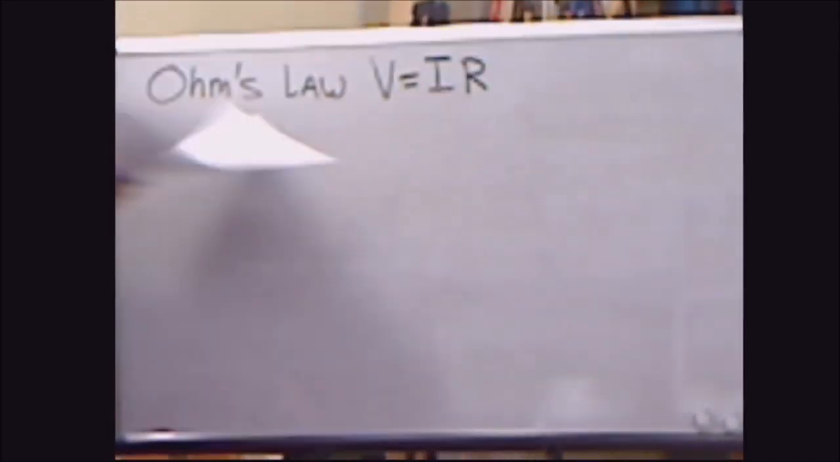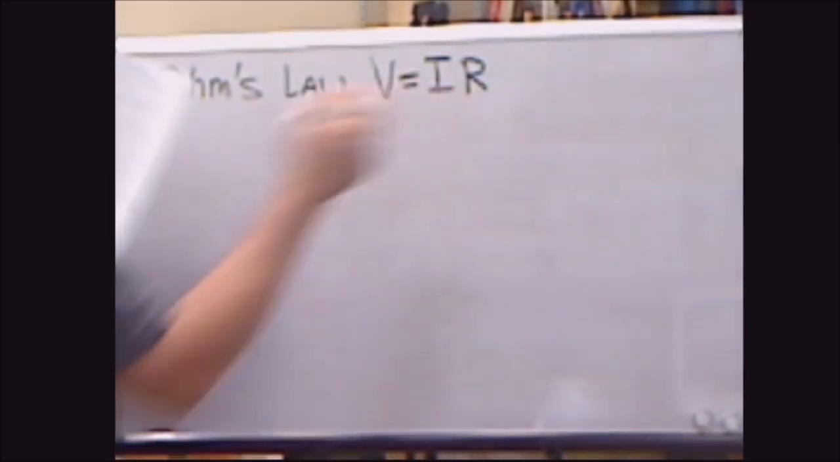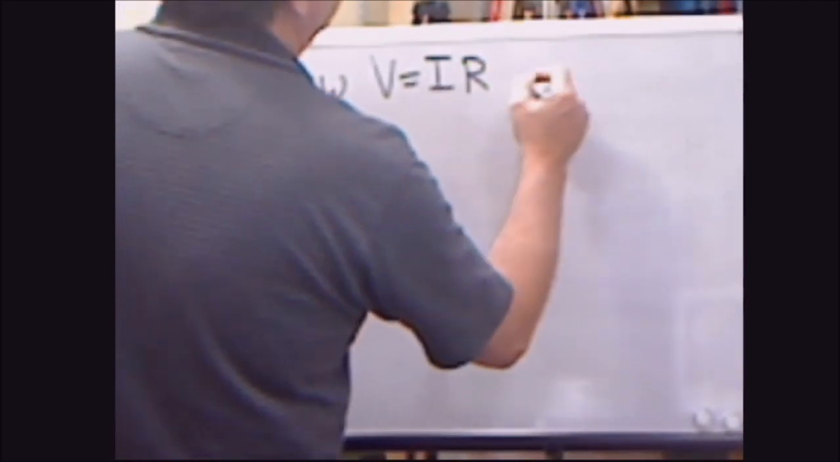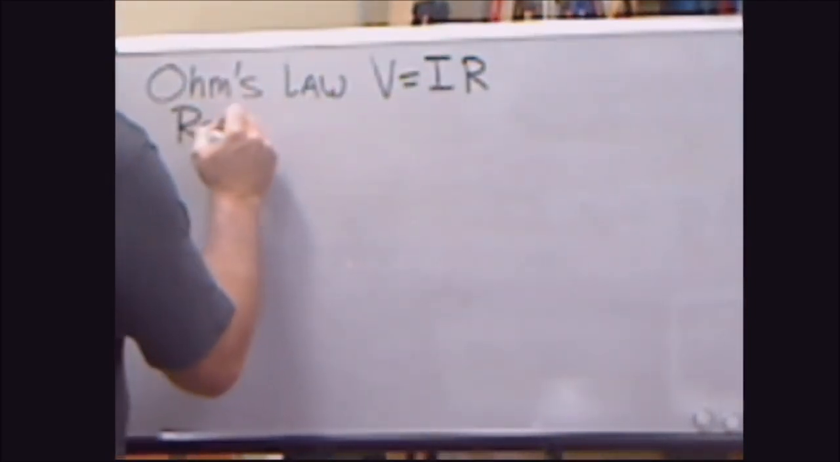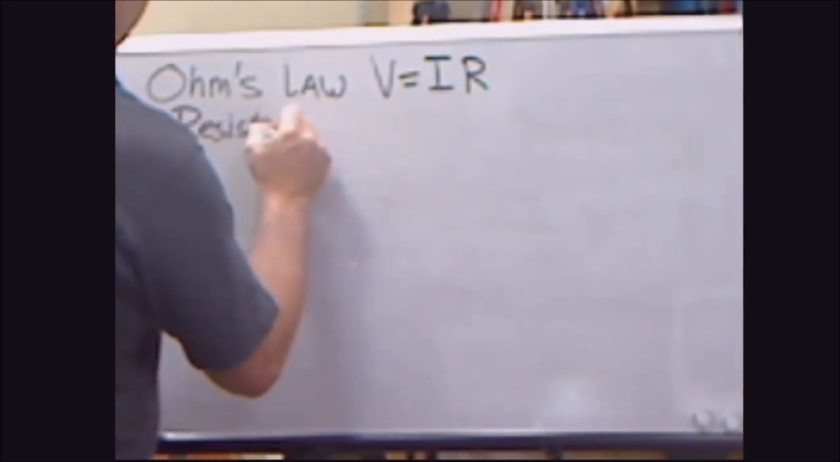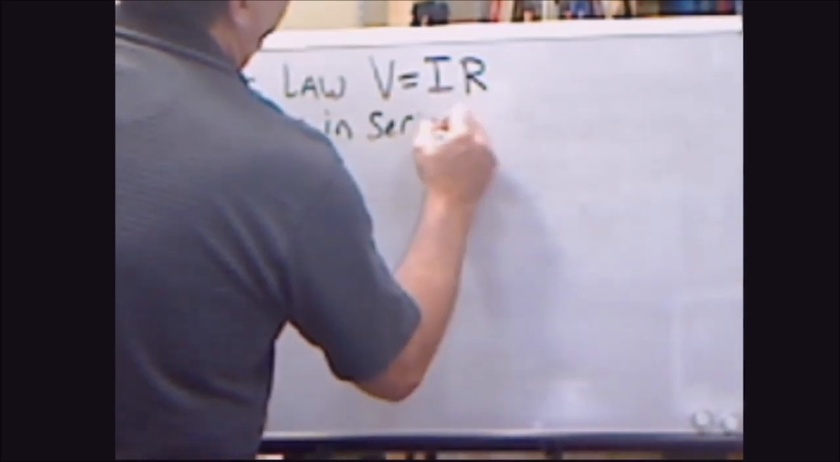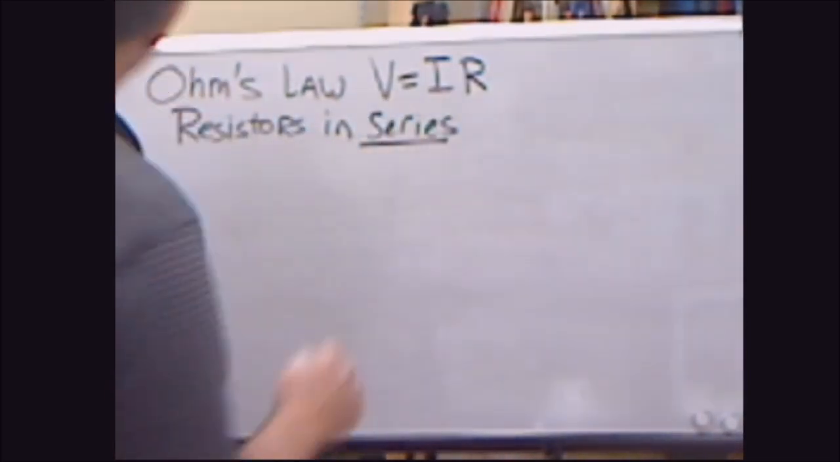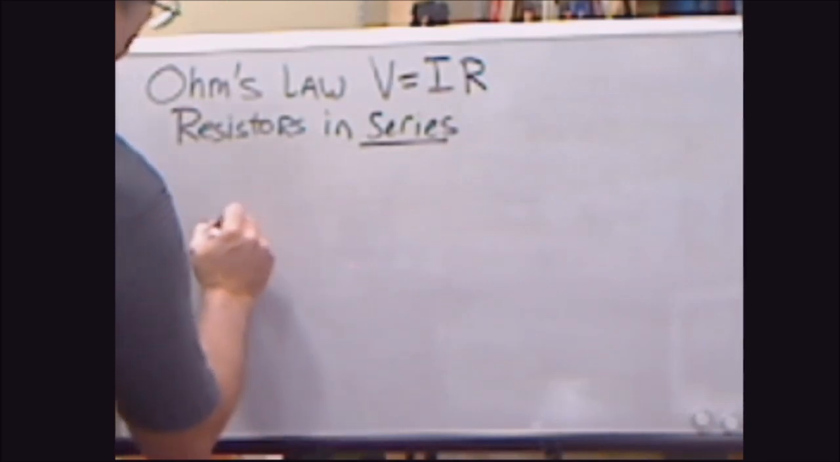I'm just going to leave that up there for now. That'll probably have to go off later. So the first thing we're going to do is resistors in series. And series means end to end. So let's draw our same circuit. We're going to be using this 10 volt source the whole time.